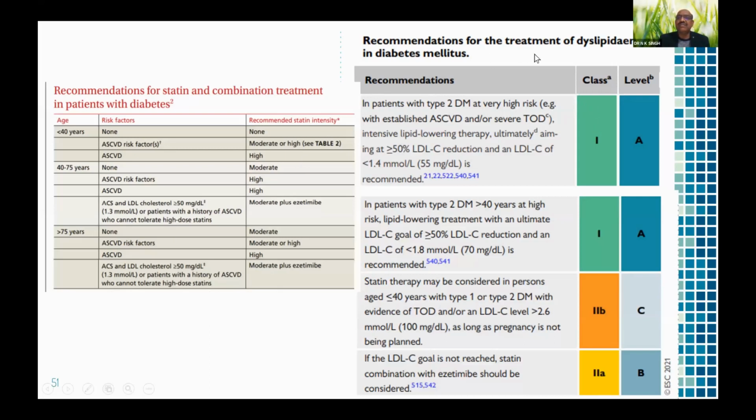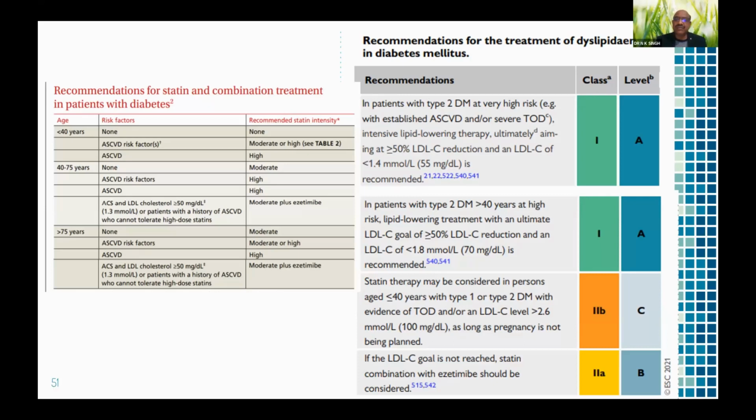What are the recommendations for the treatment of dyslipidemia in diabetes? If the patient with diabetes is at very high risk, like there is some severe target organ damage or already established atherosclerotic cardiovascular disease, you start with intensive lipid lowering, with a goal of at least more than 50% LDL-C reduction, and an LDL-C goal should be achieved. That now is 55 milligram per dL.